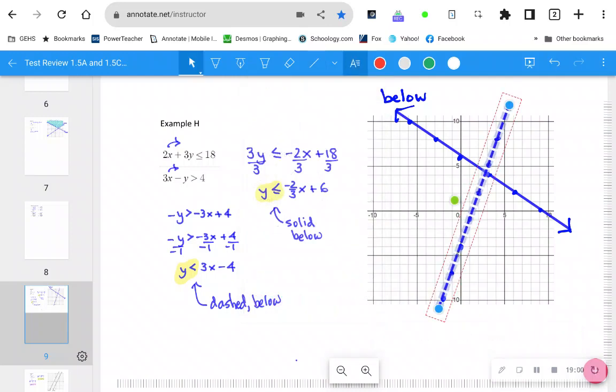And we're supposed to be below that line. So I'll write that in there, below this line. Well, the only part that's below both lines, our solution set, is this part here, below that line and below this line. And it's this section right here.